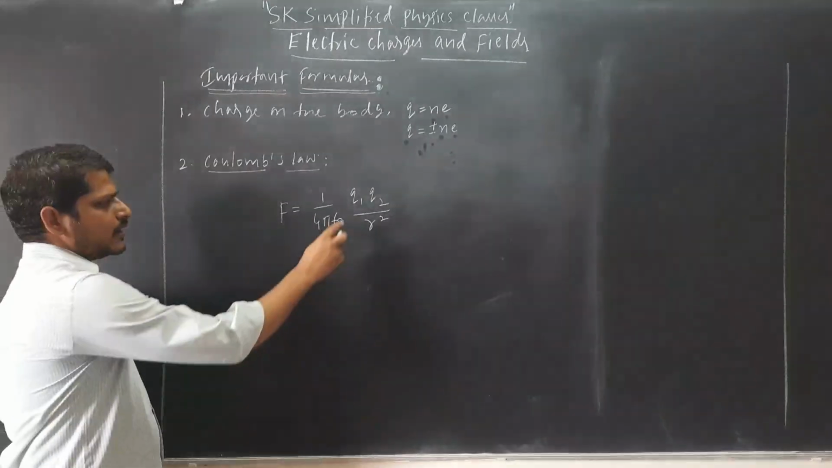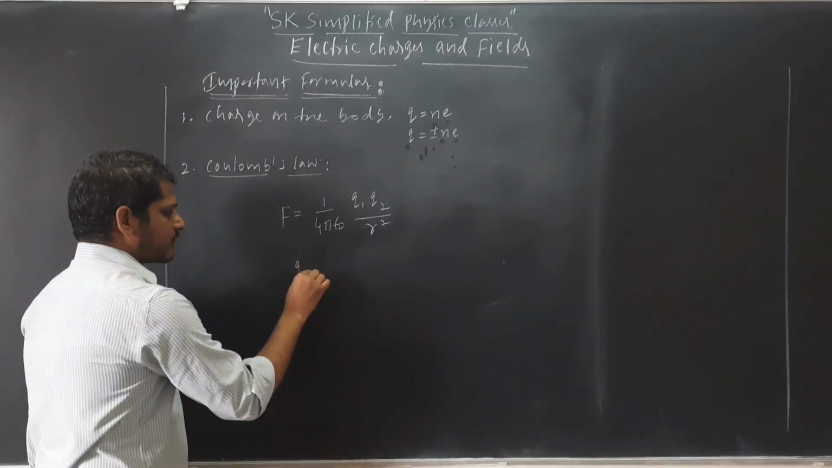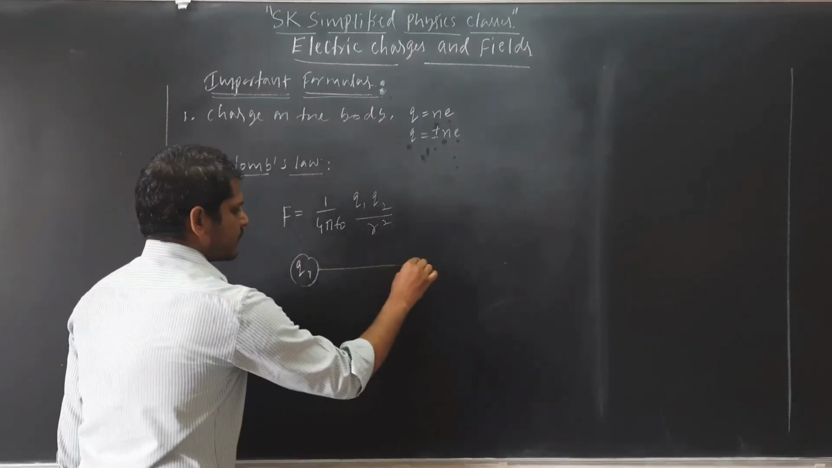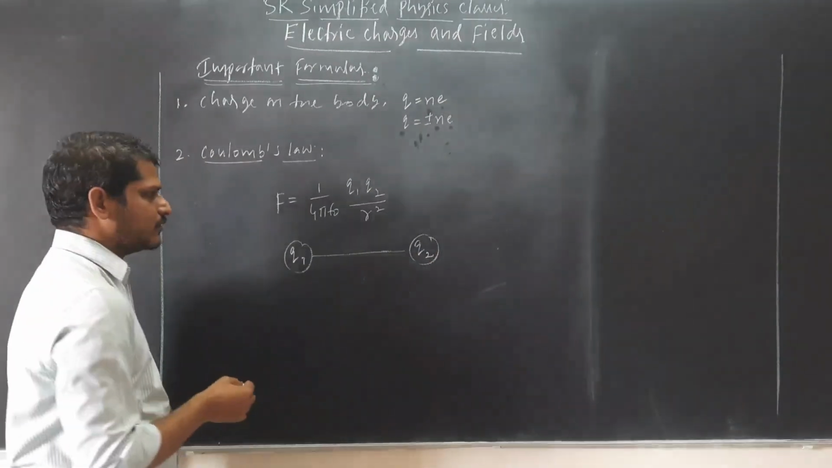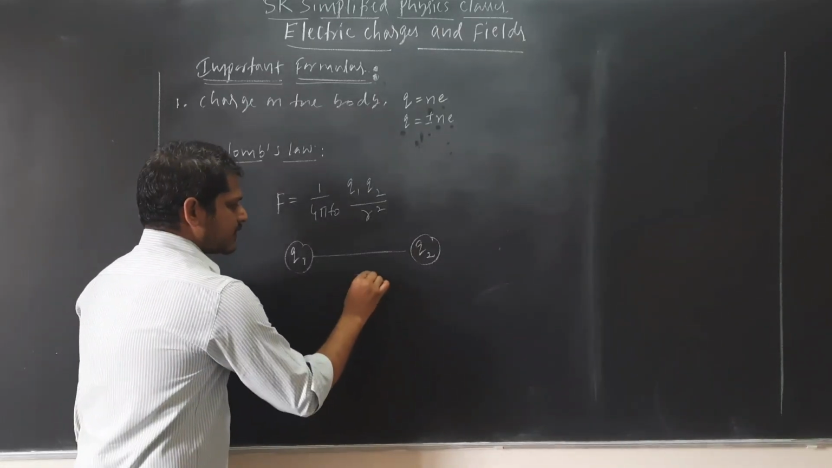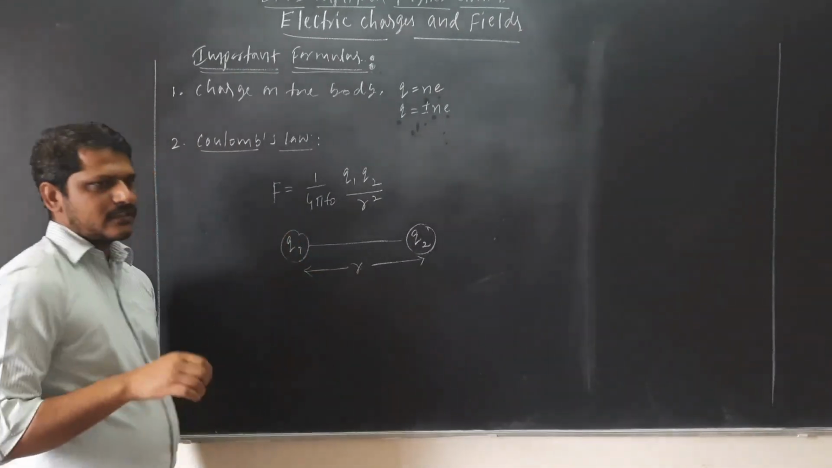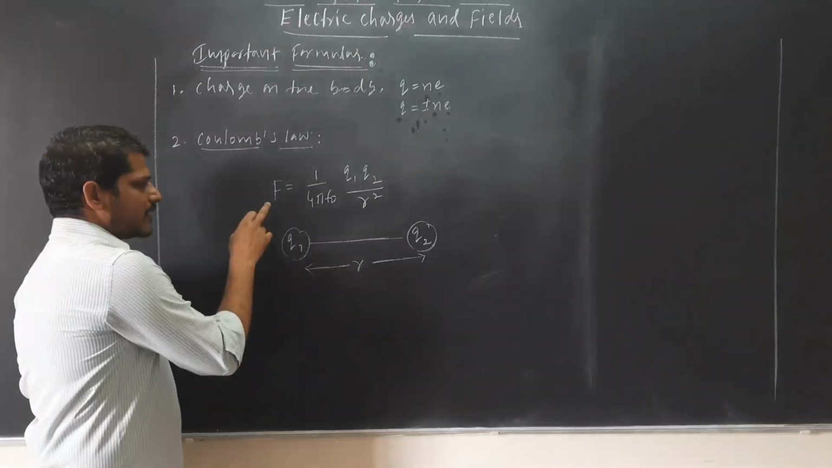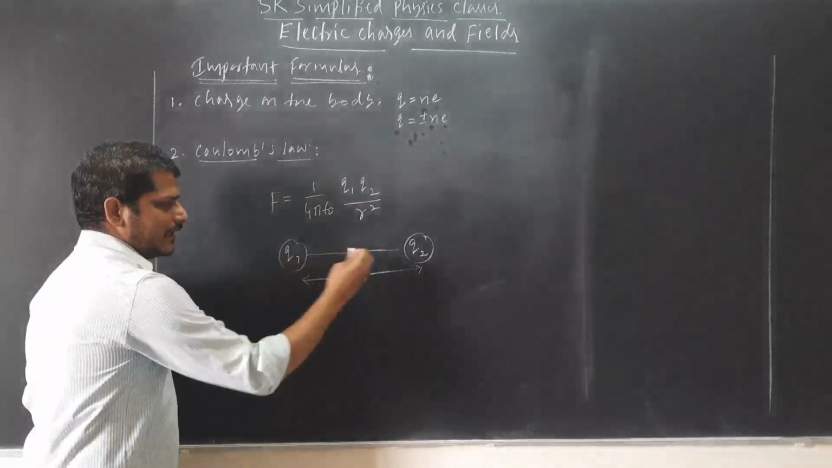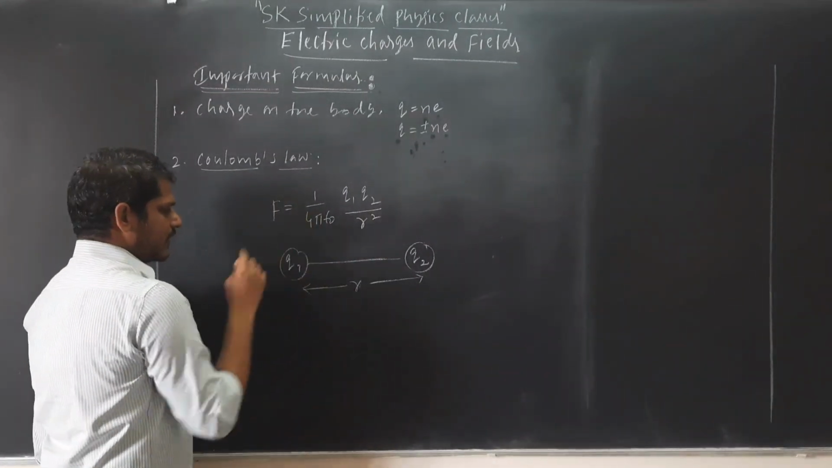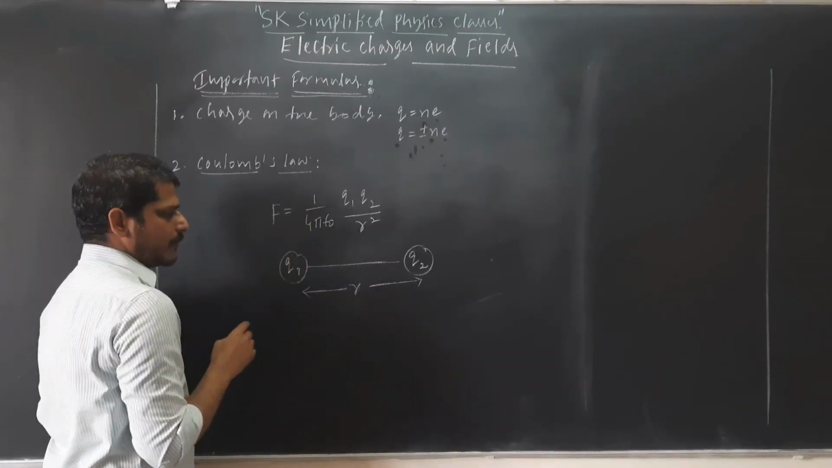Here Q1 and Q2 are the magnitudes of the two charges. So this is Q1, and this is Q2. And R is the distance between the two charges. So then we can calculate the force between the two charges at a distance. Here this is a constant value, 1 divided by 4 pi epsilon naught.